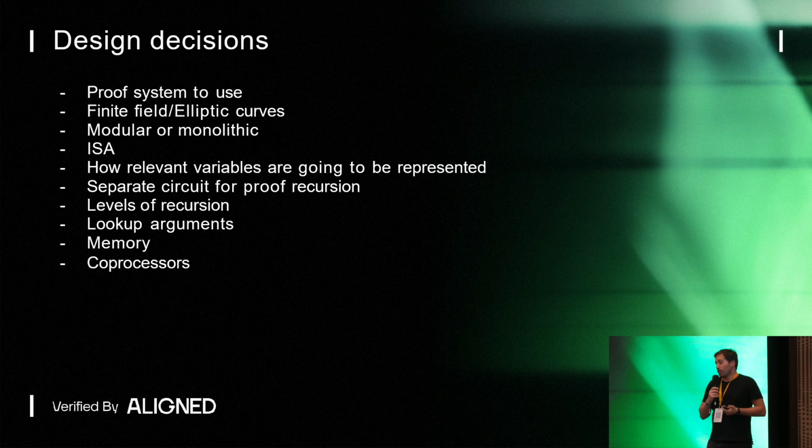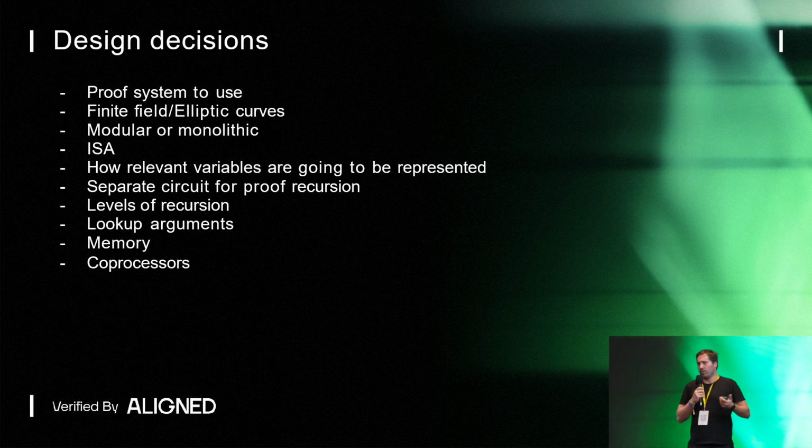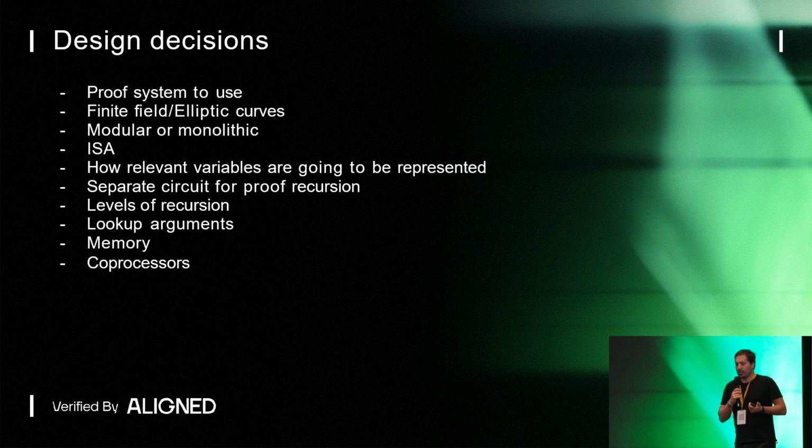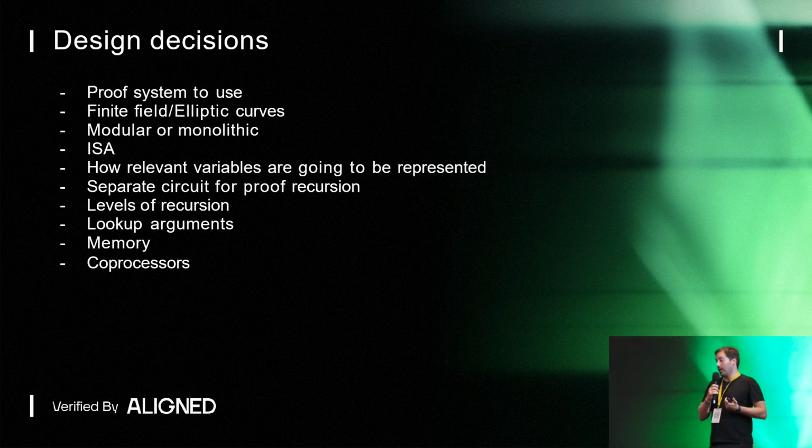Then, of course, we have other things we have to think about on the VM: whether we are going to make it modular or monolithic, that is to say, whether we are going to accept different coprocessors and split the execution trace among several tables, or whether we are going to have just one general VM. Of course, then we have the idea of the instruction set architecture. Are we going to prove RISC-V? Are we going to have our own ISA?